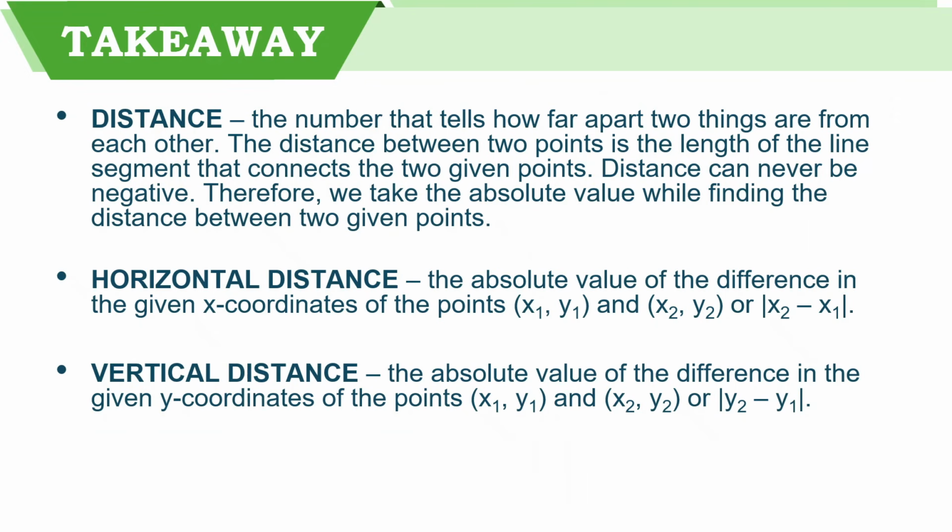So our main takeaways are these. Distance is the number that tells how far apart two things are from each other. The distance between two points is the length of the line segment that connects the two given points. Distance can never be negative. Keep that in mind. Therefore, we take the absolute value while finding the distance between two given points. Horizontal distance is the absolute value of the difference in the given x coordinates of the points. The vertical distance is the absolute value of the difference in the given y coordinates of the points, and it's given by the formula absolute value of y sub 2 minus y sub 1.